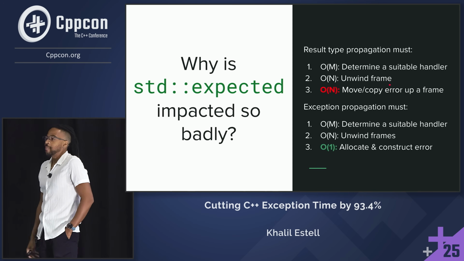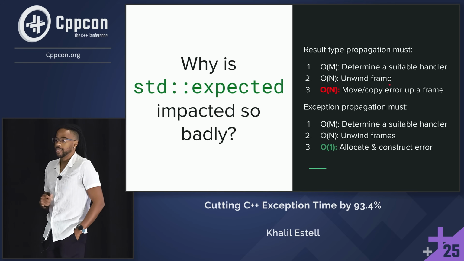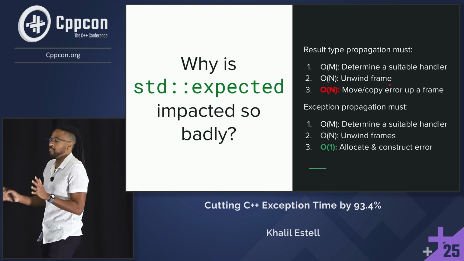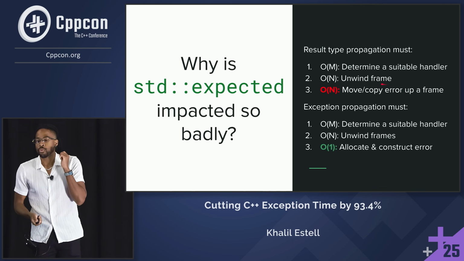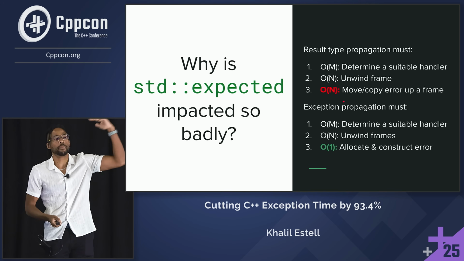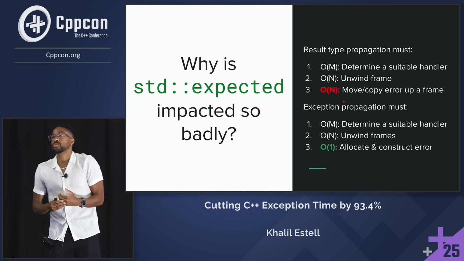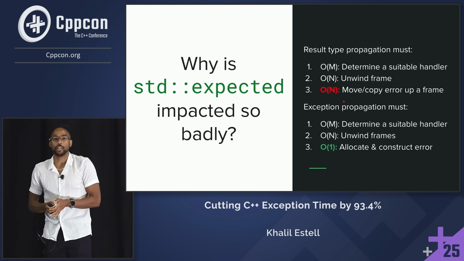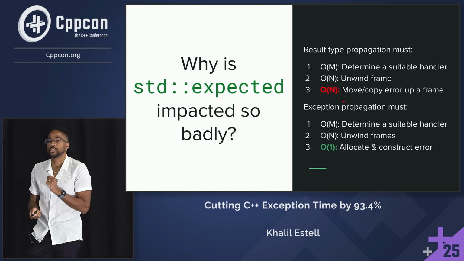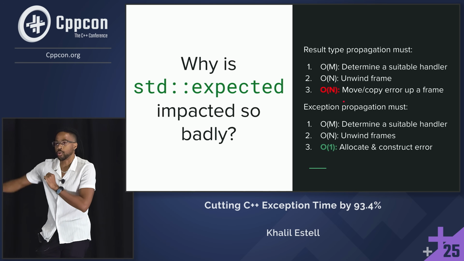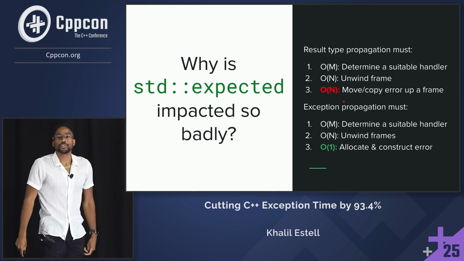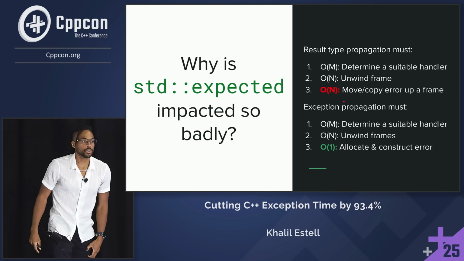So why is standard expected impacted so badly? Well, result types and exceptions have most of the same things they have to do, but for result types, you have an O of n operation. You have to move and copy your object up the stack each time. You can use copy elision to some degree, but sometimes it's not always available, and you might have to actually copy things up. Whereas with exceptions, you allocate once, you construct the object, you leave it alone, and you propagate up the stack. Exceptions do not care about return values. They don't need to worry about that.